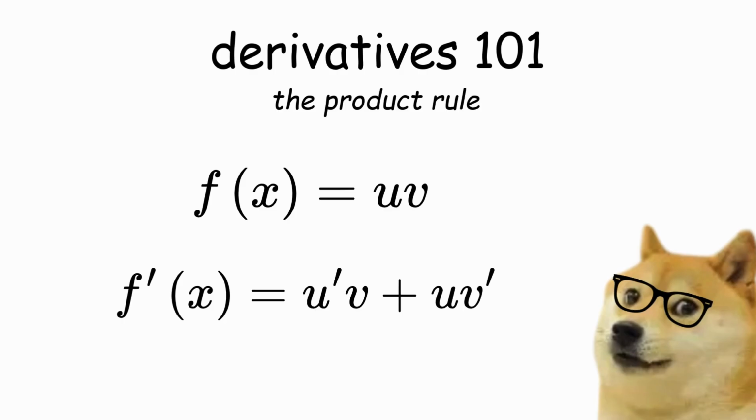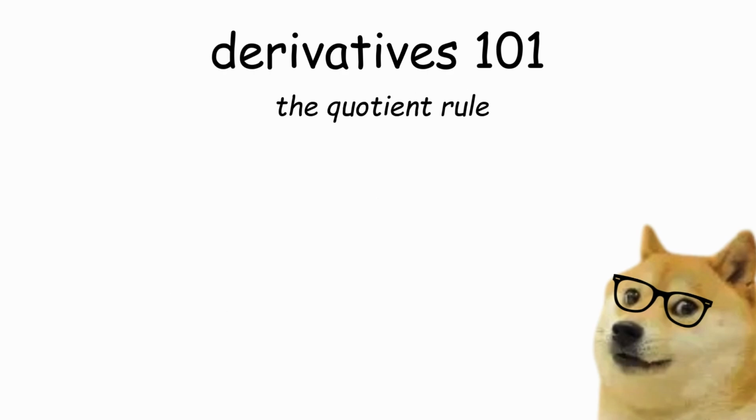Seems like more to remember, but if you just keep in mind that the two factors are taking turns getting differentiated, it makes it a little easier. And then there's the quotient rule. This is the big one. You use it when you see two functions of x being divided.